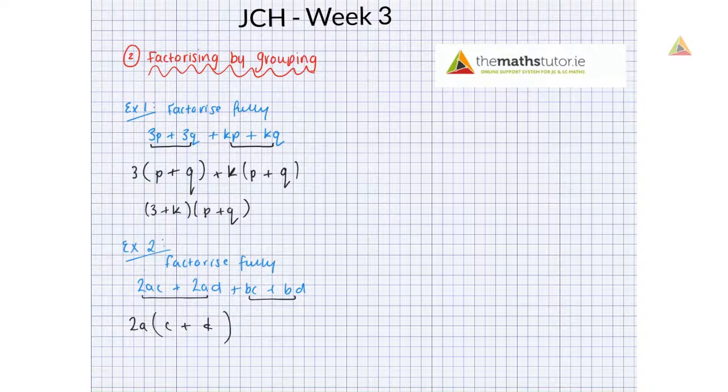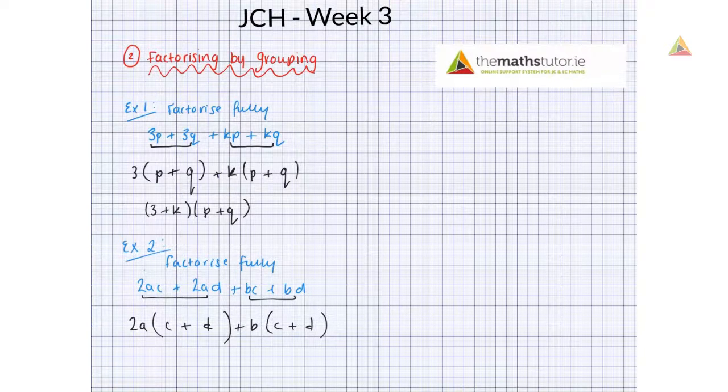Okay, so now we're going to go on to the second group. What's common here? So the letter B. So that's the only thing that's common. So I'm going to pull out B. So what multiplied by B gives me BC? The answer is C. And what multiplied by B gives me BD? The answer is D. And you'll notice again, you have the same terms in this set of brackets as you do in this set, which is good. It means that you're doing it right.